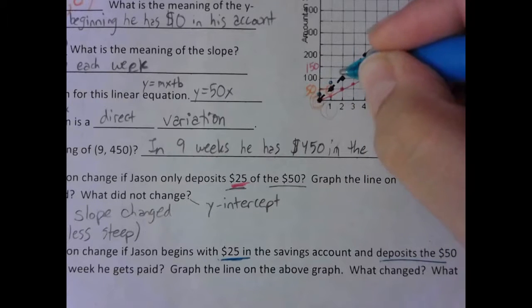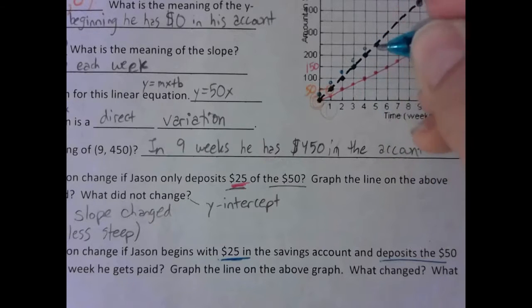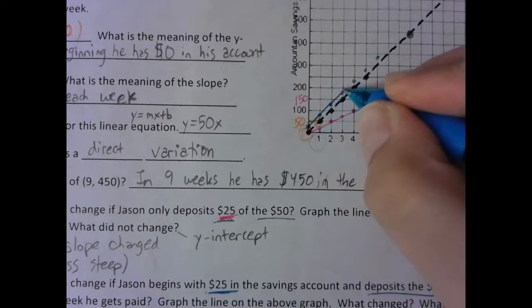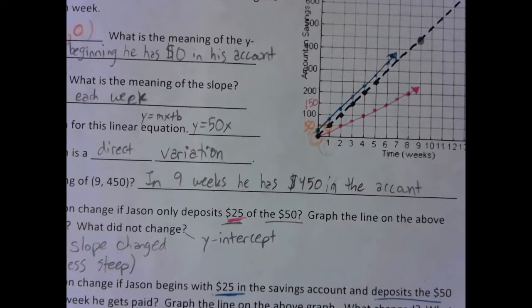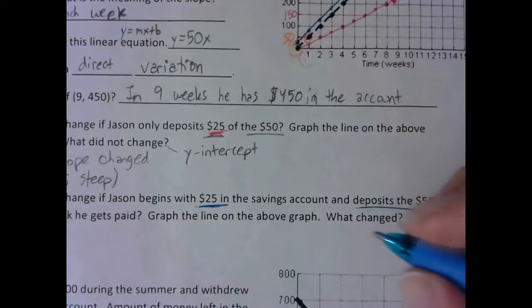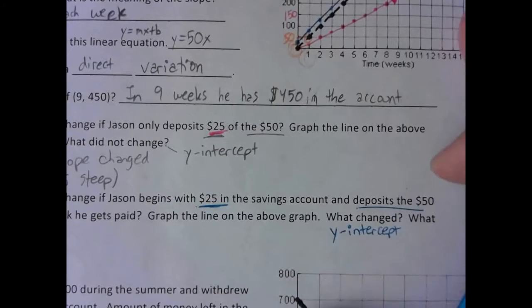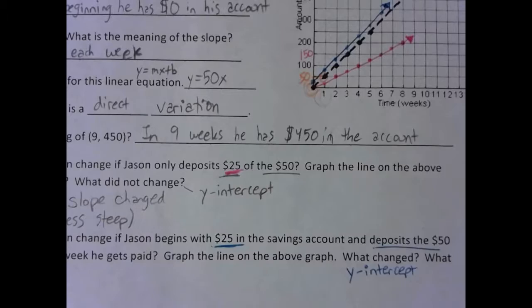Week 2, we need to add another 50. Week 3, we need to add another 50. Week 4, we need to add another 50. Week 5, add 50. Week 6, add 50. So we'd have a line something like this. And so on. Okay, what changed? Well, notice our y-intercept went up by 25. So the y-intercept changed. What did not change? And we're comparing this to the original function. So comparing it to the original. I'm going to make a note of that.